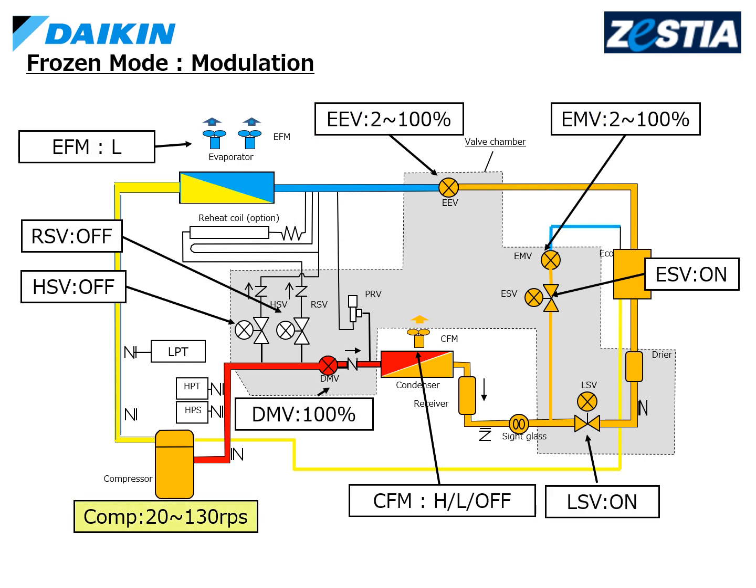In modulation mode, the compressor is controlled by the temperature difference between the set temperature and the return air temperature. The evaporator fan operates at low speeds. The opening of the EEV and EMV is also controlled for optimal operation. The DMV is always fully open and the LSV is always on. The ESV is normally on but is turned off depending on the operating condition. HSV and RSV are always off.